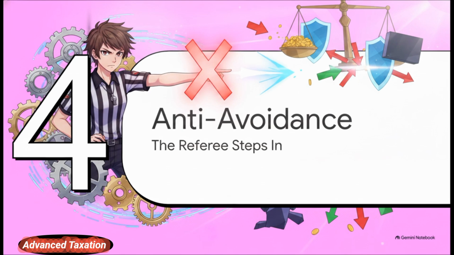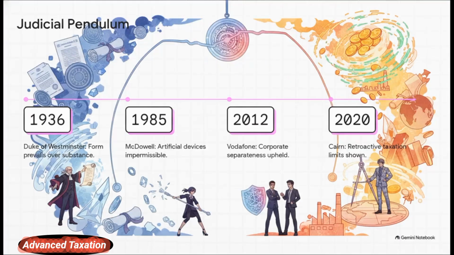This is where the referee steps in. What happens when the legal structure completely ignores commercial reality? Well, the judicial referee steps onto the field and drastically changes the rules of the game to prevent artificial tax avoidance. The judicial pendulum here has swung wildly over the decades between legal form and economic substance. Back in 1936, the Duke of Westminster case established that as long as the legal paperwork was genuine, taxpayers could totally structure their affairs to minimize tax.